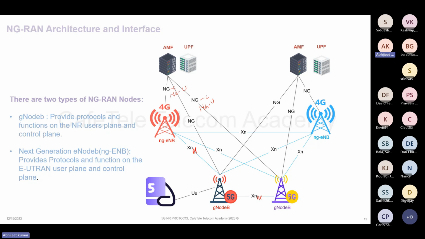So you can see that the communication between next generation eNodeB and next generation eNodeB will change to the Xn protocol when I'm using the 5G core network. And communication between gNodeB and next generation eNodeB also uses the Xn protocol. Here the gNodeB provides protocol and functions for the NR user plane and the control plane. So both have NR user plane and control plane functions that they are using. We will see how they look like. So this is the overall architecture that we have.